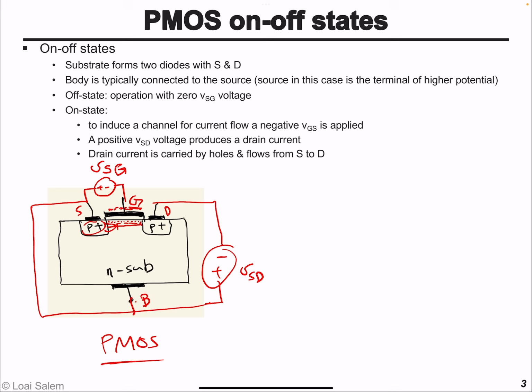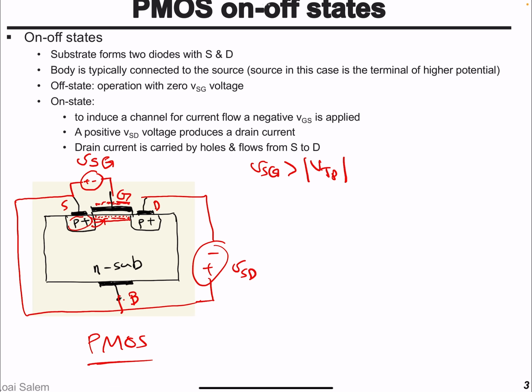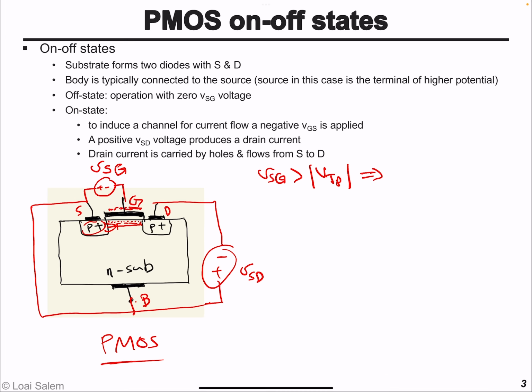And when VSG exceeds the threshold voltage of the PMOS transistor, what will happen is essentially the transistor will be on. We will have enough positive charge accumulated underneath the gate that forms a conducting channel, and so connects the source to the drain.